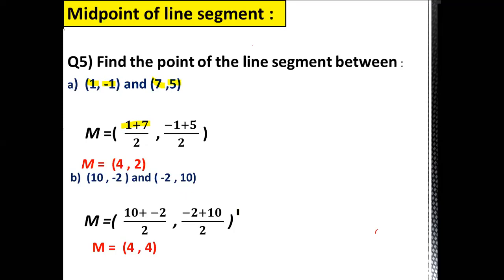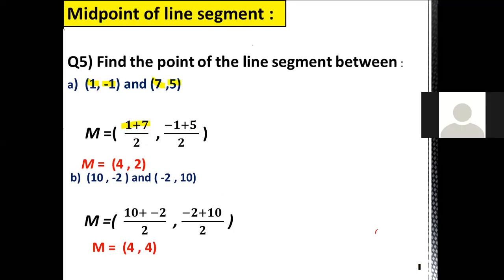Okay, and this is how we find the midpoint when we don't have a grid. So we just have the coordinates of the two points. Okay, any questions so far? Let's see. Any question? So can I proceed?